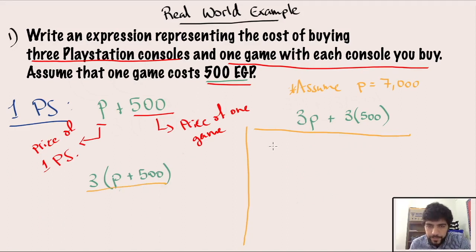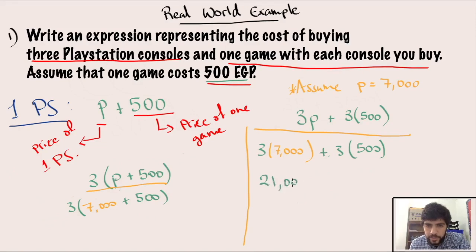So over here, I would write 3 times 7,000 plus 3 times 500. In this expression, it would be 3 times, and then in parentheses, 7,000 plus 500. Okay? Now let's simplify each one of those separately. 3 times 7,000 here would be 21,000, because 3 times 7 is 21. And then 3 times 500, 3 times 5 is 15, then we put the 2 zeros, so 1,500.